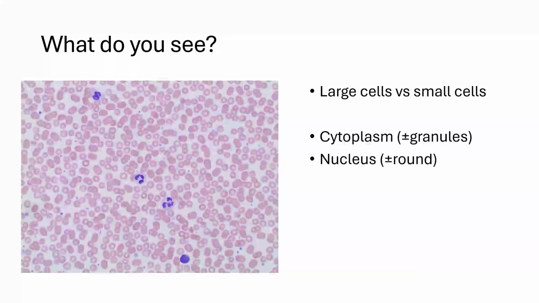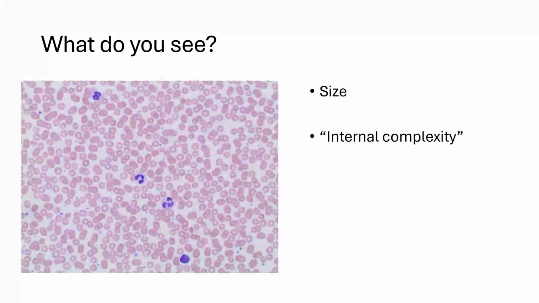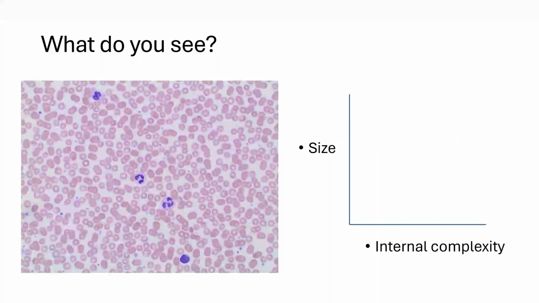And so let's keep track of this. We compare large cells versus small cells, the cytoplasm, whether there are granules or not, or the color of it, and the nucleus. We can transform these characteristics into size, that's large versus small, and then the texture of the cytoplasm and the shape of the nucleus, we can combine into a term called internal complexity. We made a graph of size versus internal complexity. We could easily plot these 4 white blood cells on this graph as shown.